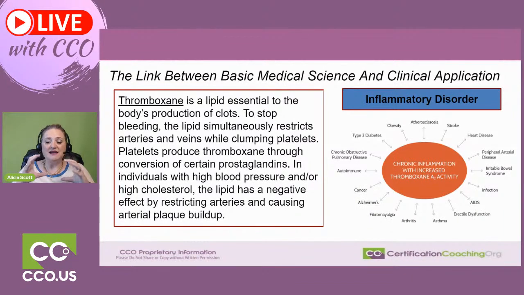If they go in and they test you for this thromboxane A2 and you have high levels, then your body is running in an inflamed state. You may have an inflammatory disorder. Then they can go from that point to search out and find out what it is, or if they narrow it down, right? So how does that relate to pathophysiology?